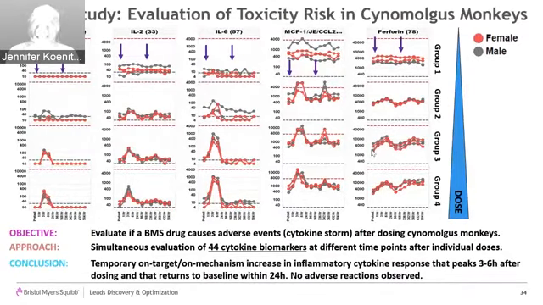I have just chosen 5 relevant ones for the line graph, and each line in the graph represents an individual monkey. We observed a dose-dependent transient increase in inflammatory cytokines that peaks 3 to 6 hours after dosing and returns to baseline within 24 hours. We also saw that the second dose doesn't cause the same magnitude of effect.